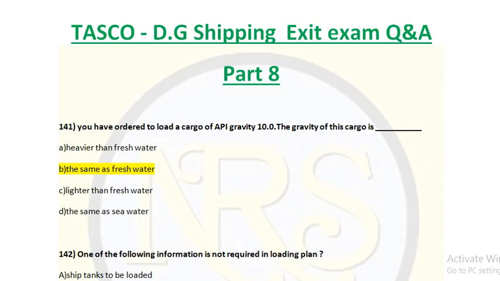You have ordered to load a cargo of API gravity 10.0. The gravity of this cargo is: option A, heavier than fresh water; option B, the same as fresh water; option C, lighter than fresh water; option D, the same as sea water. The correct answer is option B, the same as fresh water. For question number 141, option B is correct.